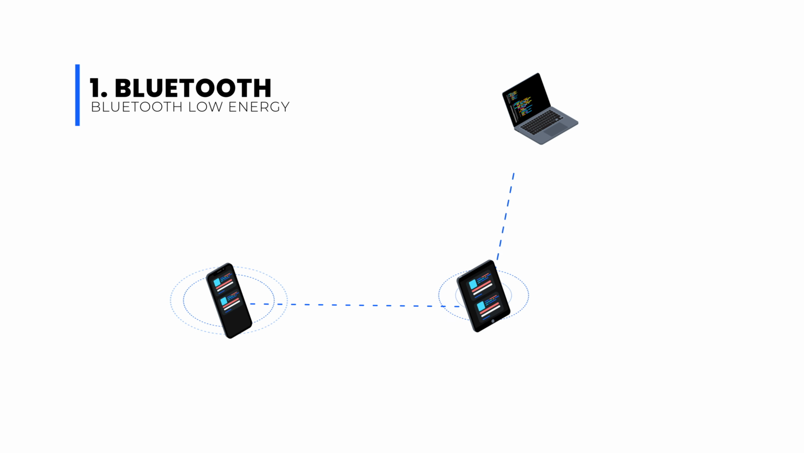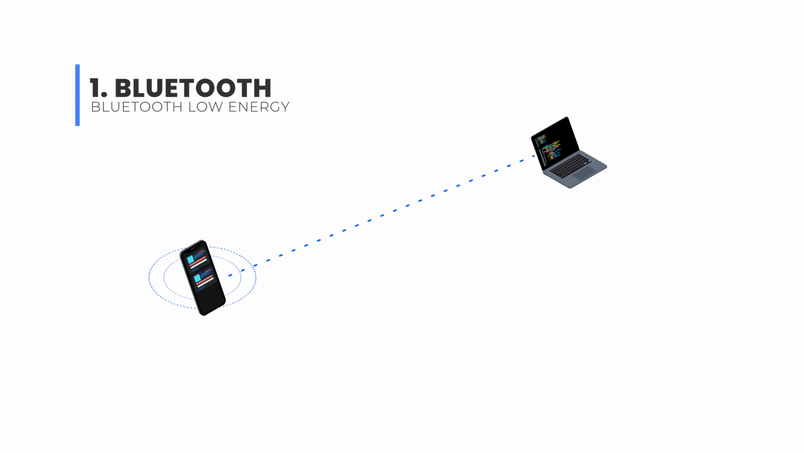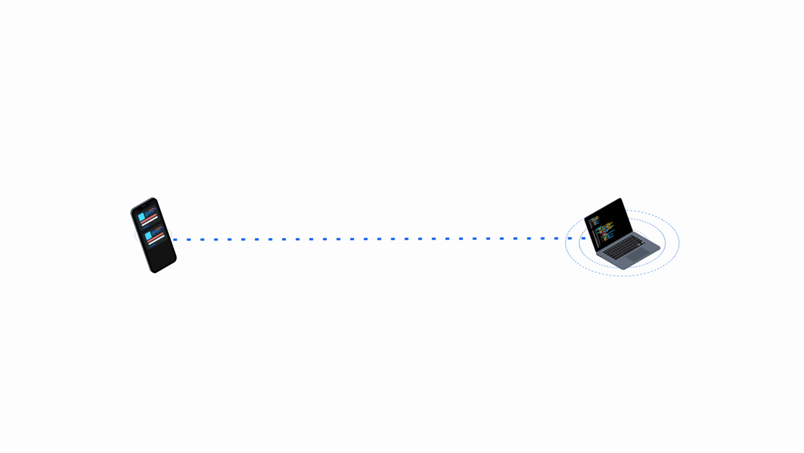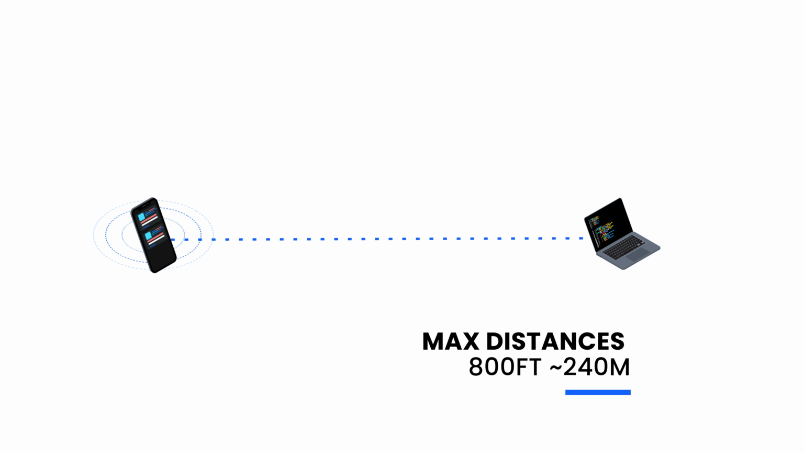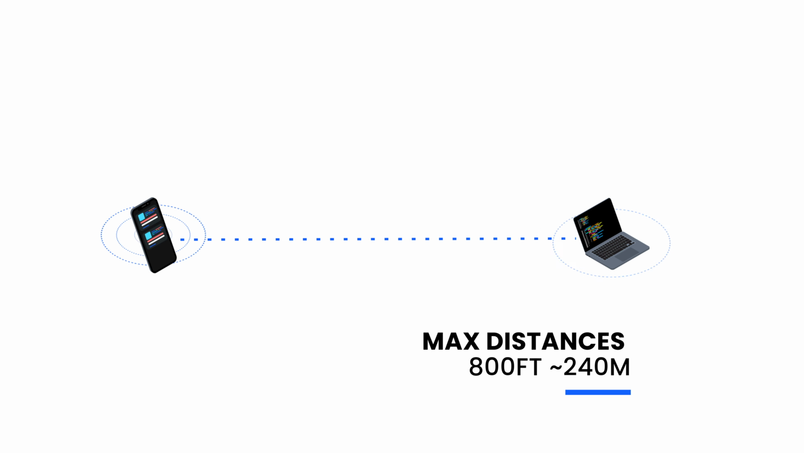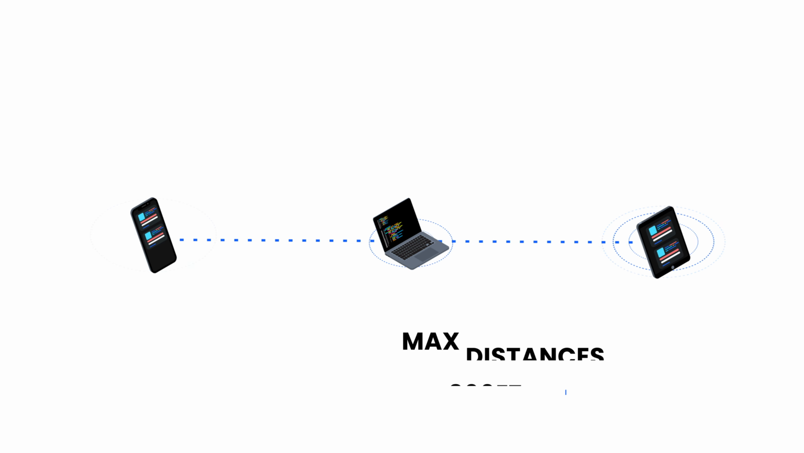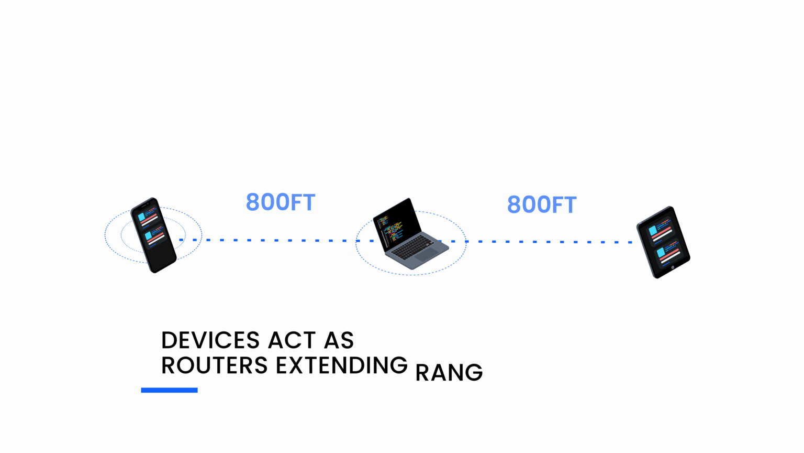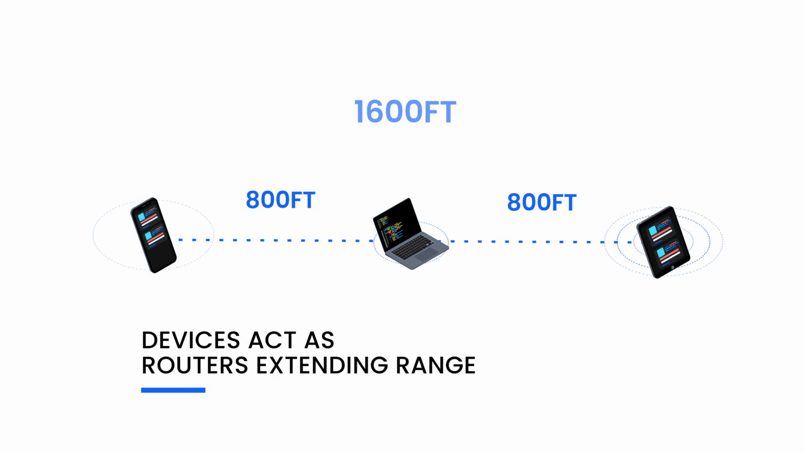First, we have Bluetooth, and it's probably the most famous of our techniques. Ditto leverages Bluetooth Low Energy to establish connections between devices, creating a mesh network. With the advent of Bluetooth 5, we get even greater ranges from device to device, with the new specification reaching a maximum of 800 feet or around 240 meters. But the great thing about Ditto's mesh is that the devices can actually act as routers in the middle, enabling even larger distances.